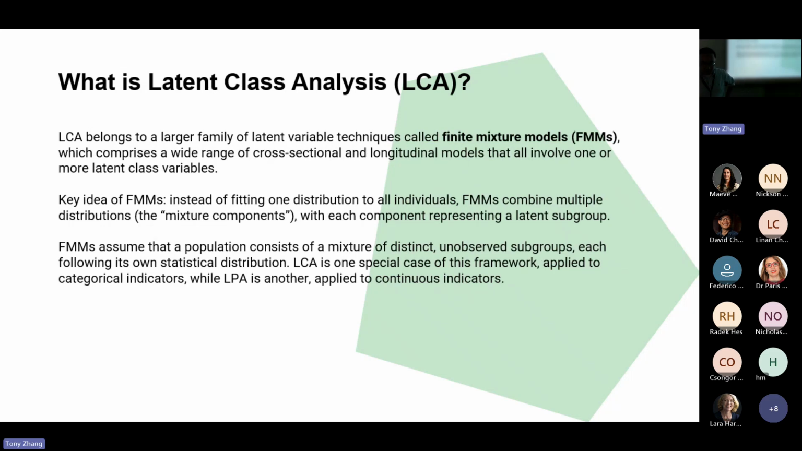LCA belongs to a larger family of latent variable techniques called finite mixture models. Finite mixture models assume that the study population is made up of a finite number of latent subgroups, and each of these subgroups follows its own distribution. So instead of fitting one distribution to all individuals, we combine multiple distributions, one for each latent group.